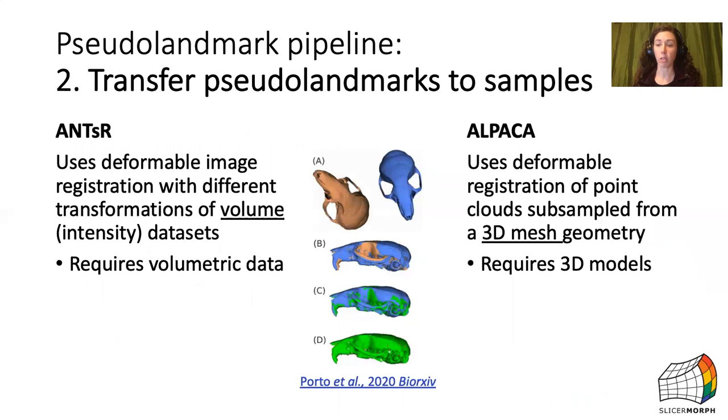And there are two ways that we can do this, which we are actively exploring to determine which method works best in our pipeline. The first method uses the same R package we used to build the atlas, ANTs, and requires volumetric data, such as those you get from CT scans. The second method is implemented in the ALPACA module of SlicerMorph and uses 3D models instead of volumes. So for this method, we have an additional step of creating 3D meshes from the original CT scan volumes. Both methods use a series of registrations and transformations to get the points from the atlas into the target specimen space.